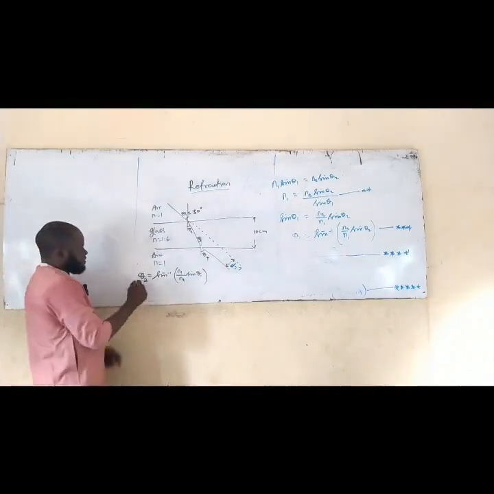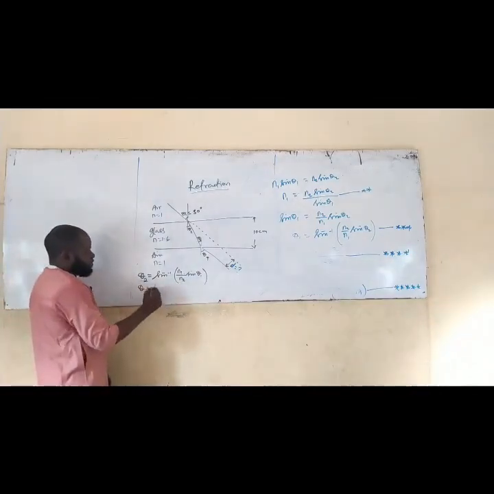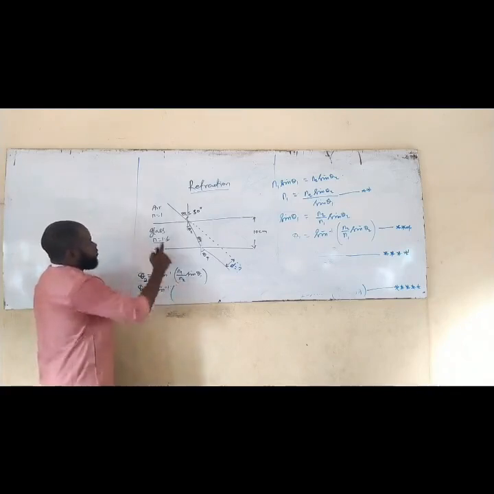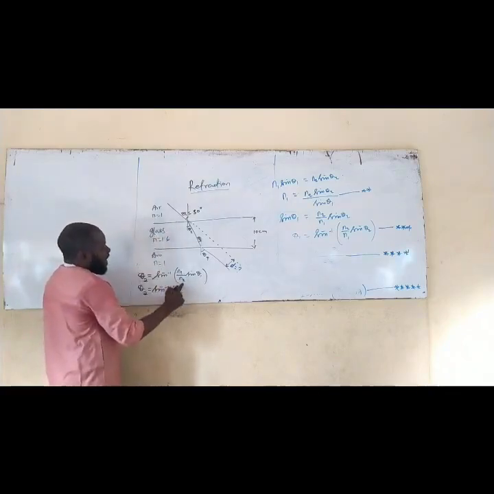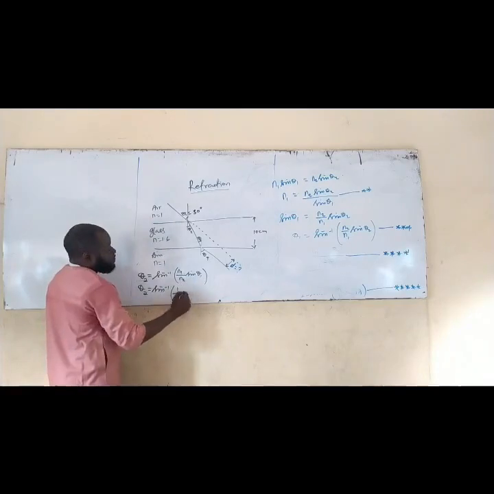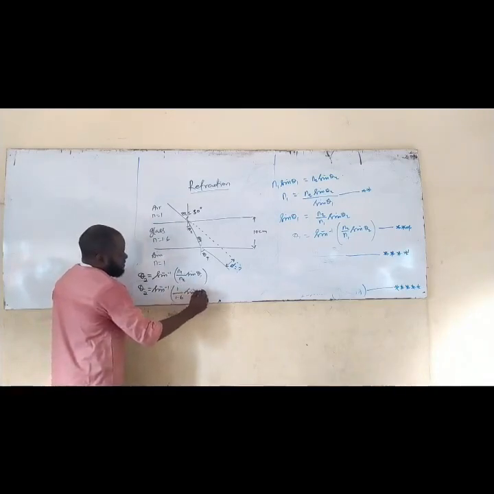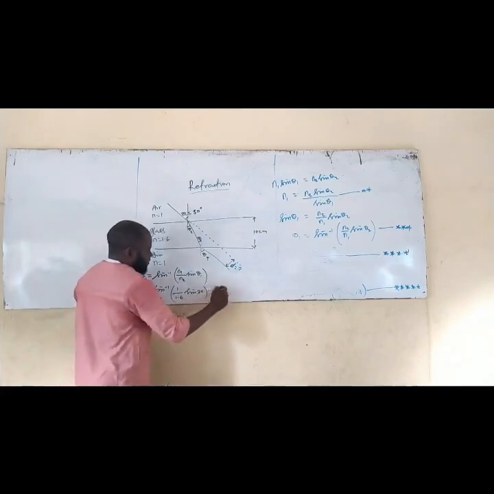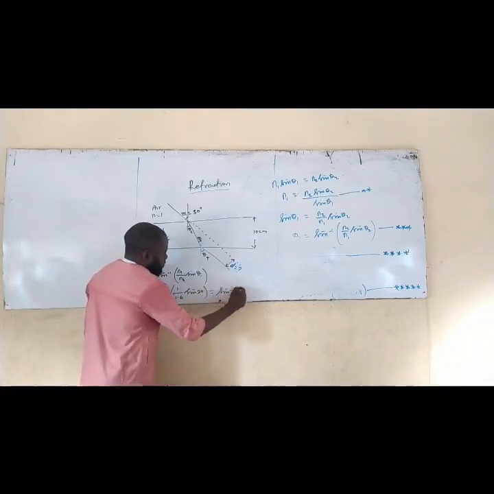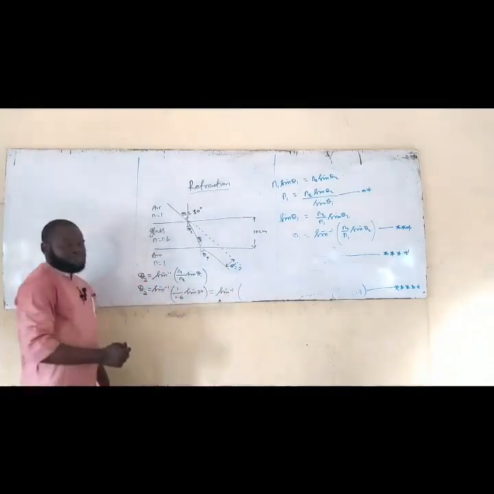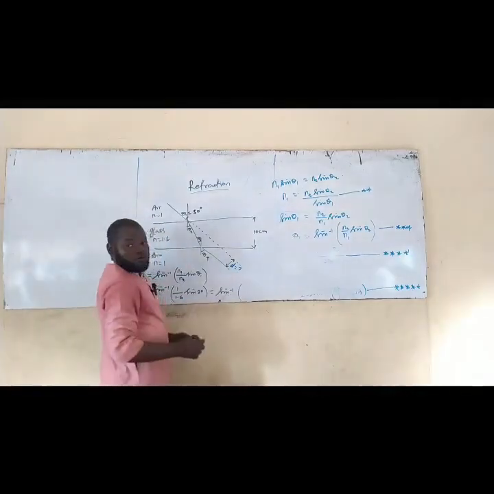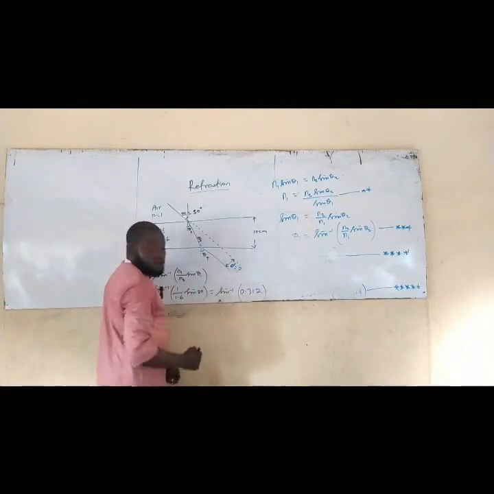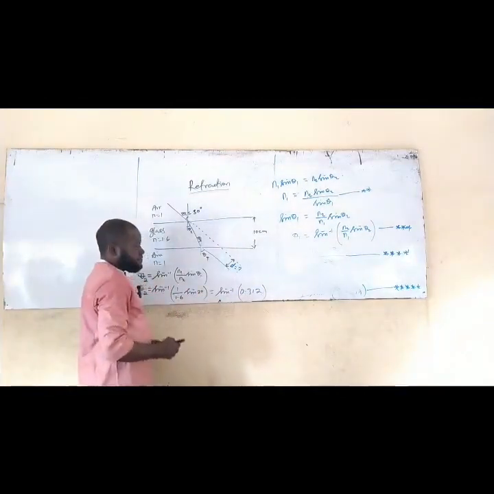Follow up, please. Theta 2 is going to be arc sine of n1, what is n1? 1. n2 is 1.6, sine 30 degrees, right? Okay, so sine 30 degrees should give us 0.5. So 0.5 divided by 1.6, what do you have? 0.312.